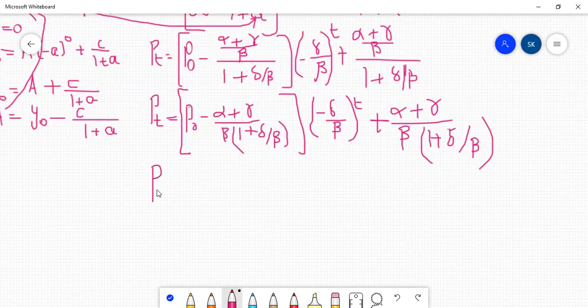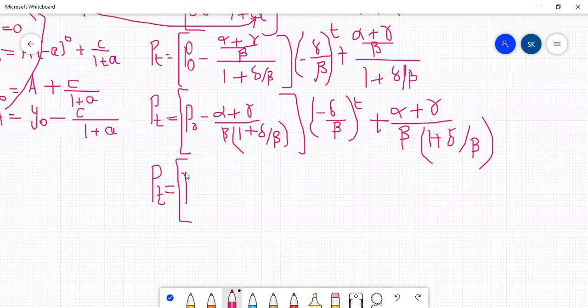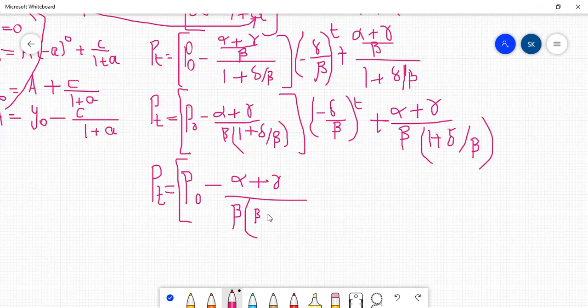Therefore, now what is PT equal to? PT is equal to P naught minus alpha plus gamma, the whole divided by beta. Now when we take the LCM within this bracket, we get beta plus sigma, the whole divided by beta. Now we can very clearly see that this beta can be cancelled with this one, and therefore we get again a minus sigma upon beta over here.